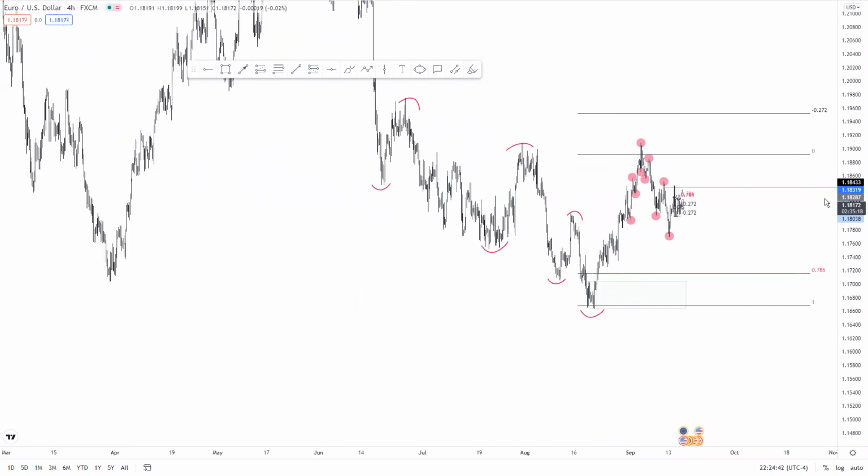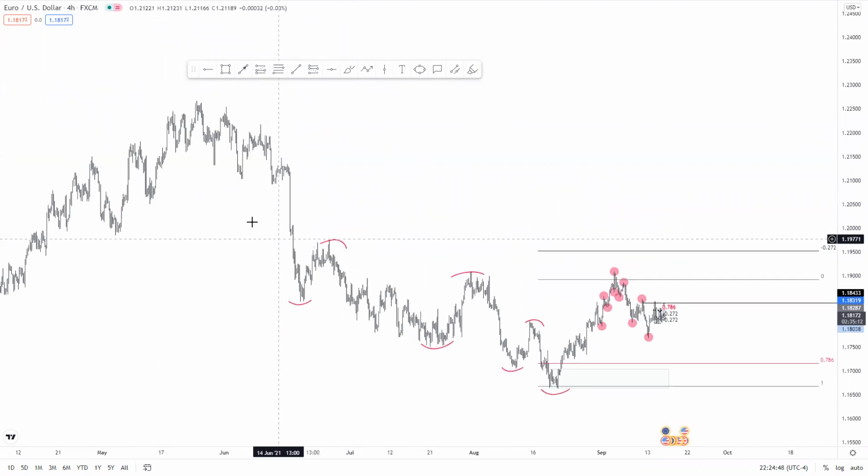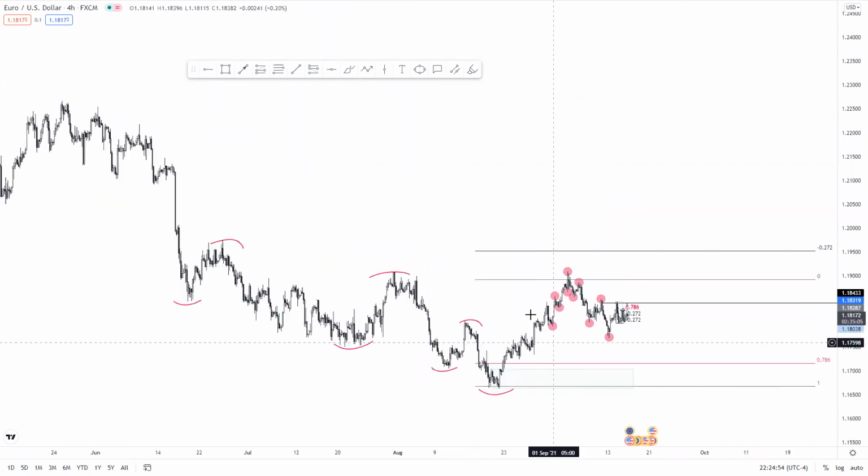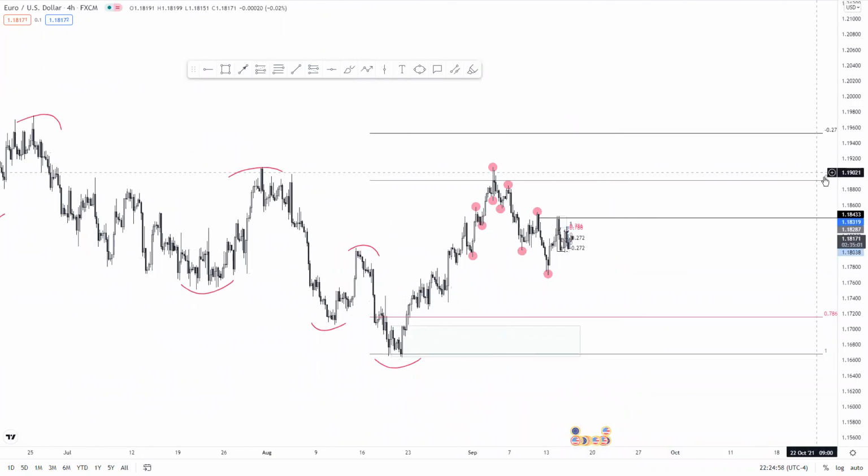So, looking at the 4-hour structure, we can see we're clearly making lower highs and lower lows, right? Here's a lower low, lower high. This high produced this low, pull back, this high produced this low, this high produced this low. Now, here's our bullish leg to the upside right here.